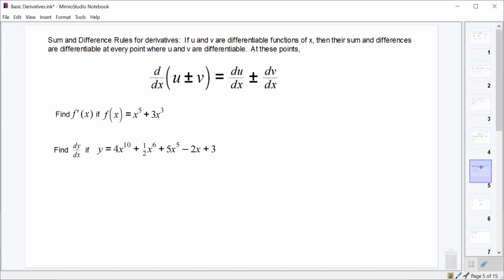Next rule is if I have 2 functions being added together, I can take their derivatives separately if I want. So the derivative f prime of x for this, if f of x is x to the 5th plus 3x cubed, ought to be what? Just take the derivative here, take the derivative here, add them together. What do you get?